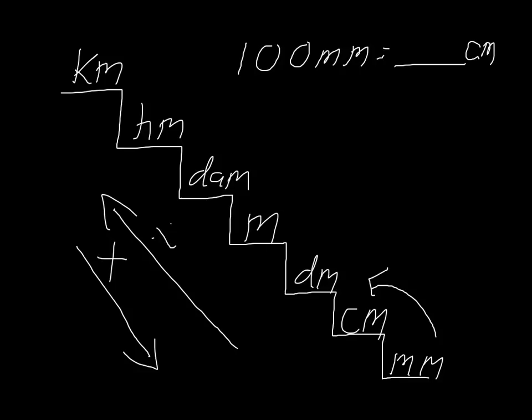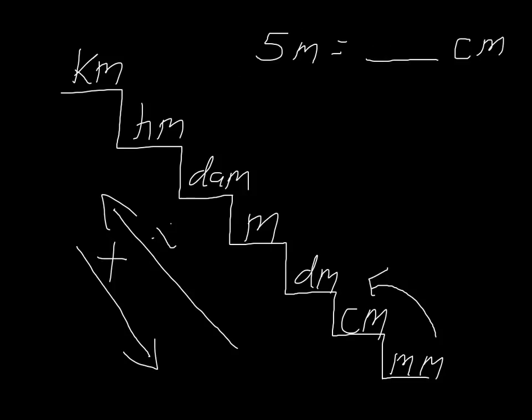So we're going to be doing 100 millimeters divided by, and now we need to figure out how many stairs we've just gone up. So we've just gone up 1 stair from millimeters to centimeters. So we need to divide by 10, because if we go up 1 set of stairs, we're dividing by 10. So then we just need to do 100 millimeters divided by 10 is equal to 10 centimeters. Right? So 100 millimeters is equal to 10 centimeters, and that's our conversion.